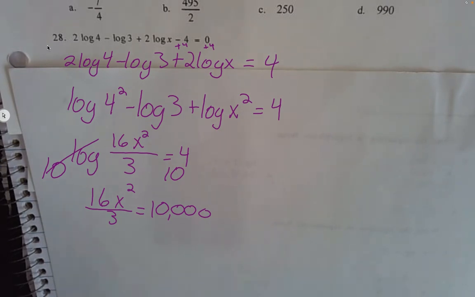So is that what's on there? No, we still have to get x all by itself. So how do you solve for x? Multiply by 3. Yeah, it's divided by 3, so the first thing I would do is multiply by 3. So I have 16x squared equals 30,000. Then what do I do? Since I'm multiplying this by 16, I divide by 16.